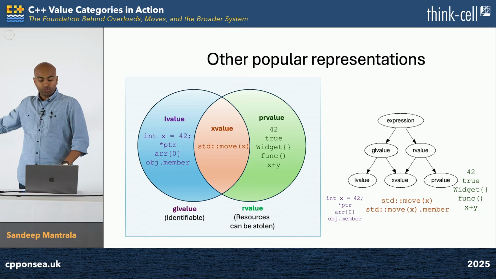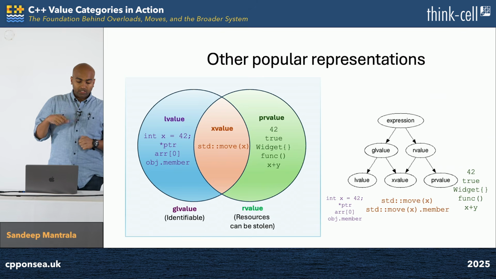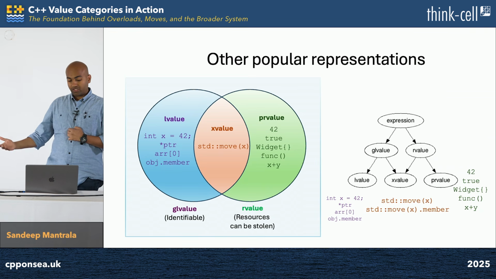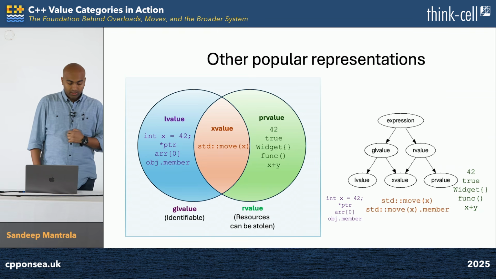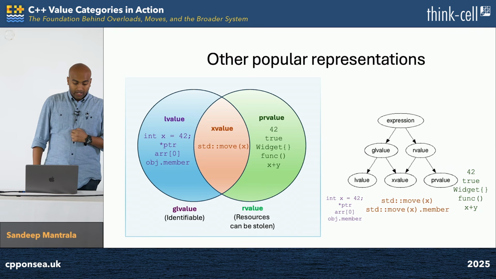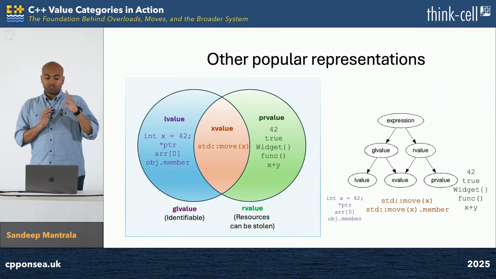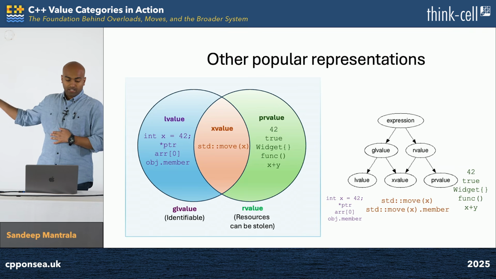In int x equals 42, the whole line itself is a statement, not an expression, but only the x part here is an L value. When you're referring to a star pointer here, it's an L value because it has an address. And you will continue to use it, so you cannot steal the resources from it. Same goes for array of 0 when you dereference an array, and obj.member. All these have a persistent memory, and therefore they are identifiable but not movable. That's why they're considered L values.